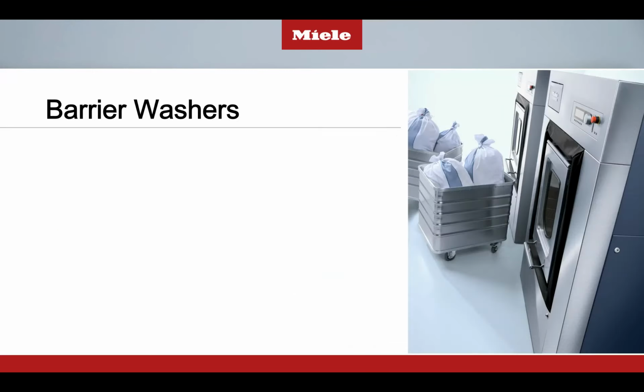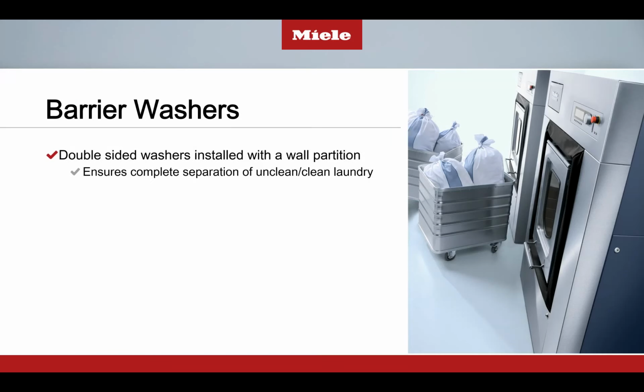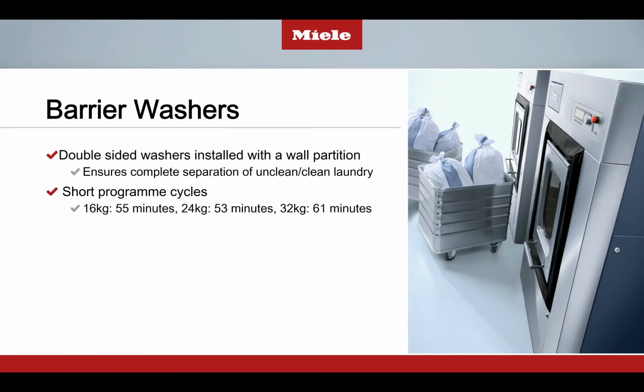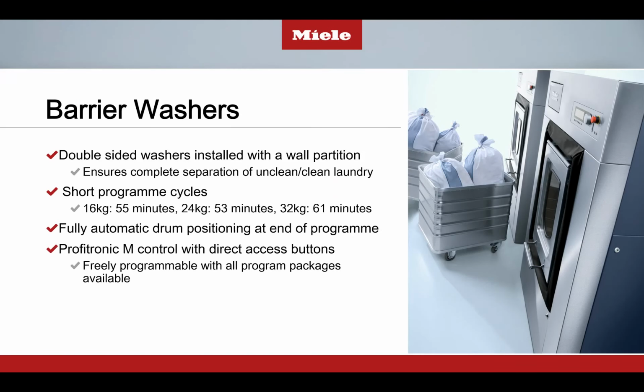We also offer a range of barrier washers from 16 up to 32 kilo capacity. These are a great solution which enables you to separate your unclean and clean laundry and minimize any risk of cross-contamination of the laundry.